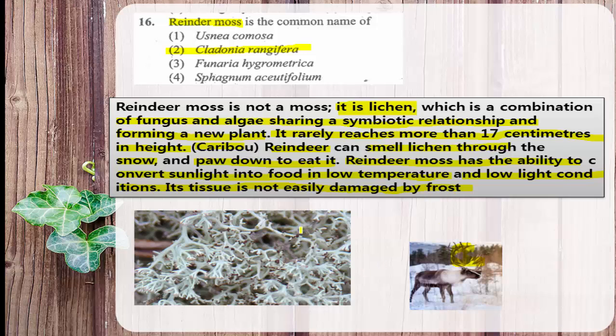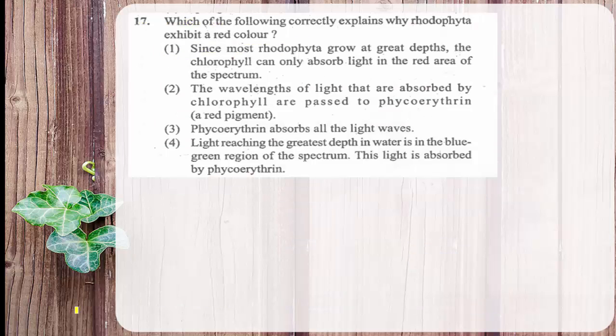This is the speciality of reindeer moss, as it is specifically recognized by reindeer, therefore it is referred to as reindeer moss. So moving to the next one, remember it is not a moss, it is not a bryophyte, it is a lichen species, Cladonia rangifera or rangifera, both can be pronounced. Then, which of the following correctly explains why Rhodophyta exhibit a red color?